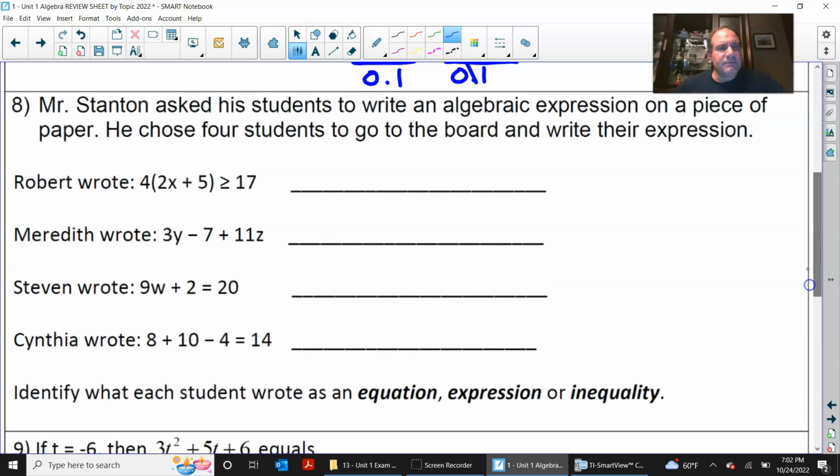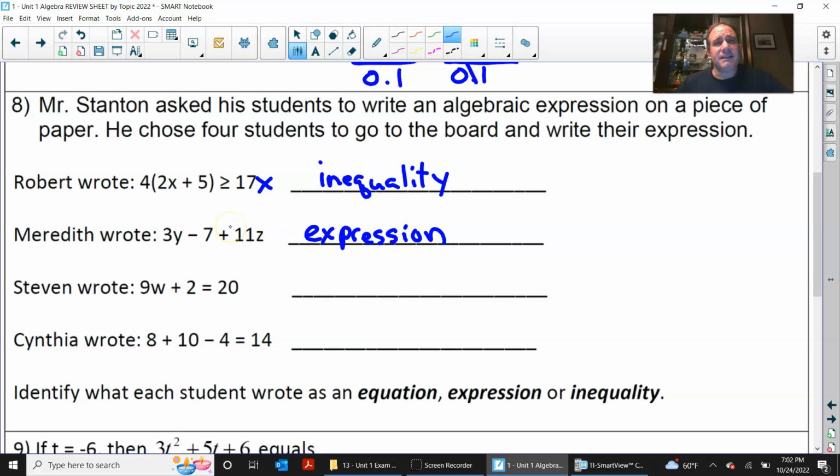All right, number 8. Mr. Stanton asks his students to write an algebraic expression on a piece of paper. He asks 4 students to go to the board and write their expression. So Robert came up to the board and wrote an inequality. So that is not an expression. So Robert, you're wrong. So I'm going to put an X. Meredith wrote this. This is an expression. So we're going to put this down.